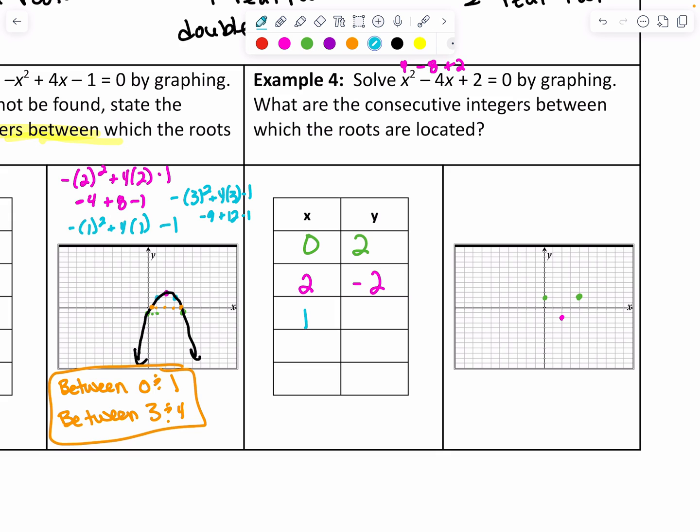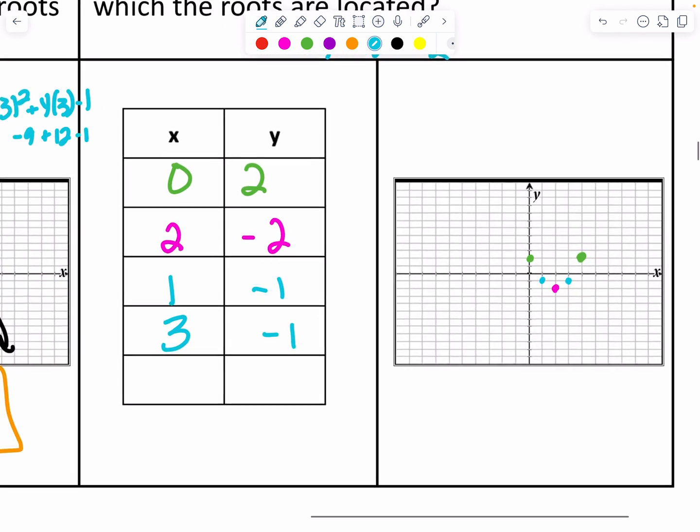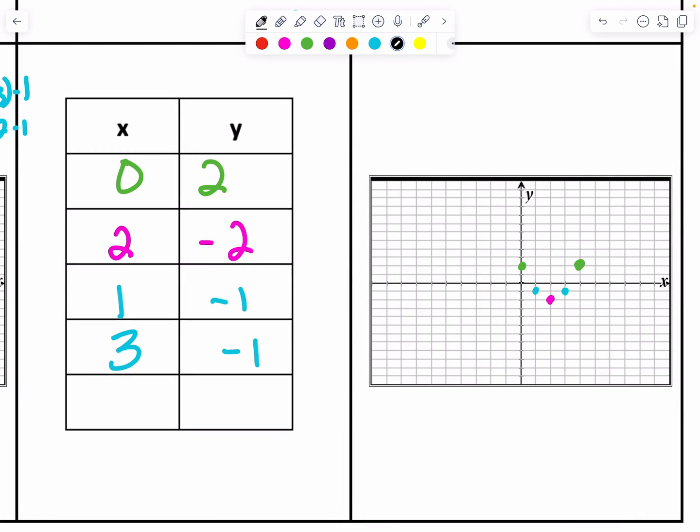Then I'm going to pick 1. 1 squared minus 4 plus 2 is -3, -1. Then I'm going to pick 3. 9 minus 12 plus 2 gives me -1. Whoops. Zooming in so that I can draw a better picture.